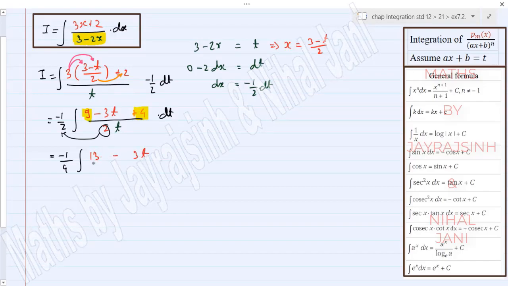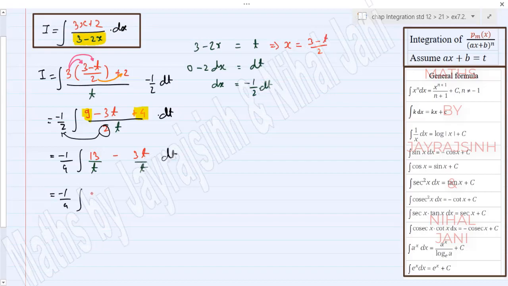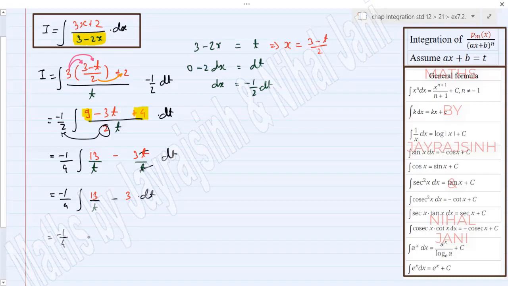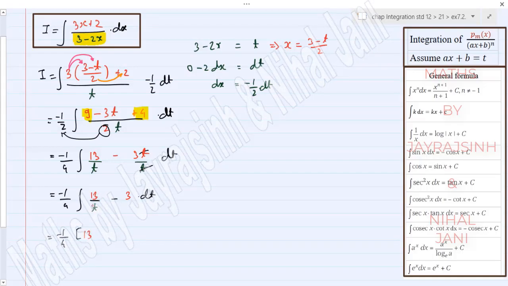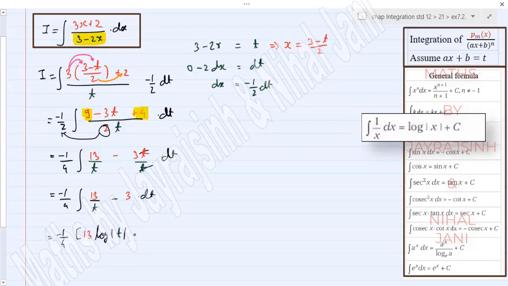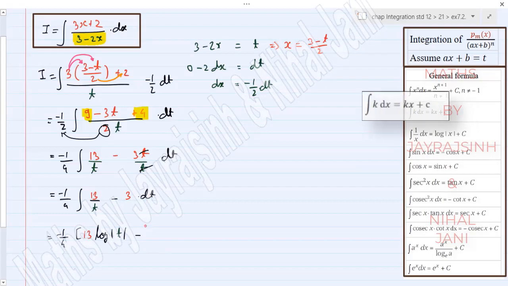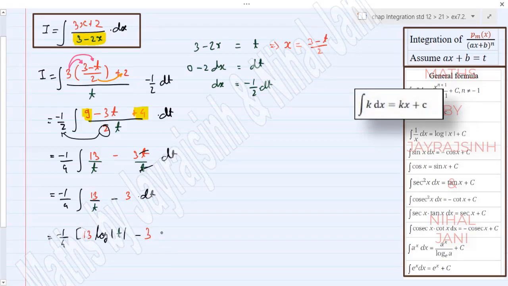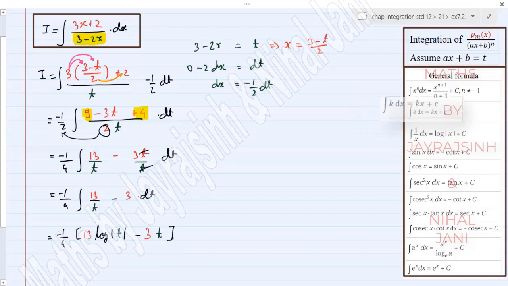For further simplification, let's give individual denominator. So here we'll get integration of 13 by t minus 3, dt, will cancel out. So we are ready to integrate. Minus 1 by 4 as it is. 13 is constant, we don't have to worry about it. Integration of 1 upon t is simply log mod t, minus integration of 3, which is purely constant term, is simply 3t, plus c.